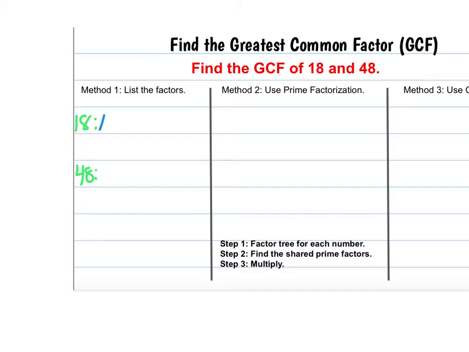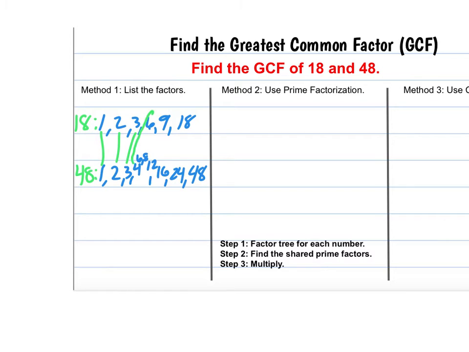I know that 1 times 18, 2 times 9, 3 times 6. Factors of 48, I know are 1 and 48. It's even, so 2 and 24, 3 and 16. I almost forgot that one earlier. 4 and 12, I'm kind of running out of space. And 6 and 8. Hopefully yours is a lot neater than that. And I can see they share 1, they share 2, they share 3, and they share 6, which appears to be the greatest.